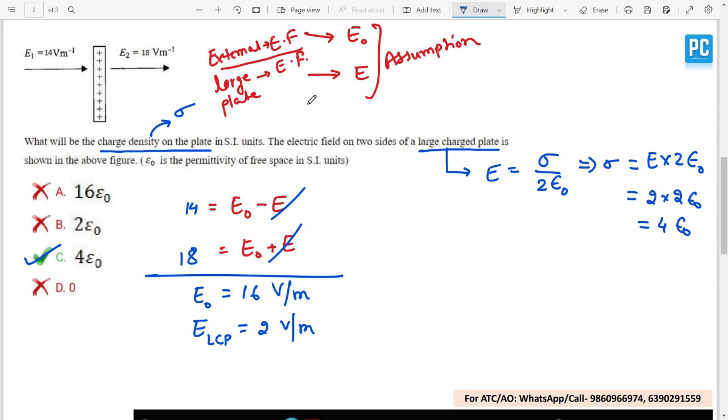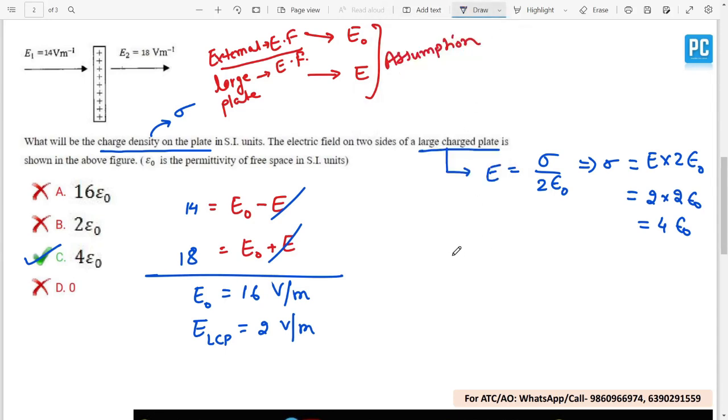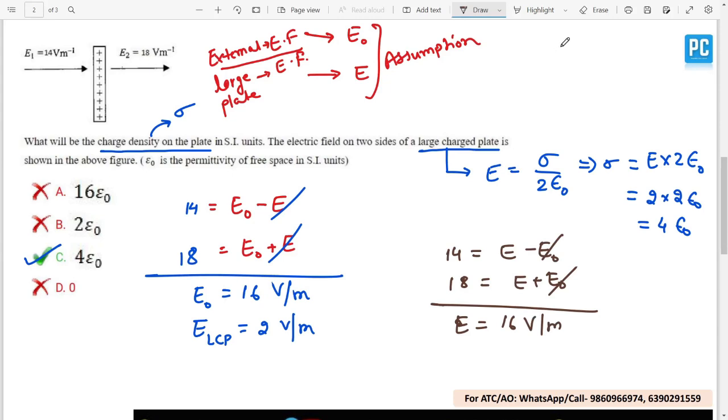Sir, what will happen if we consider that the electric field because of this large charged plate is greater? I could tell you right now. Suppose this 14 will be equal to E minus E naught, or E plus E naught. When we add, E naught and E naught get cancelled out, and E will be 16 volt per meter, and E naught will be 2 volt per meter.